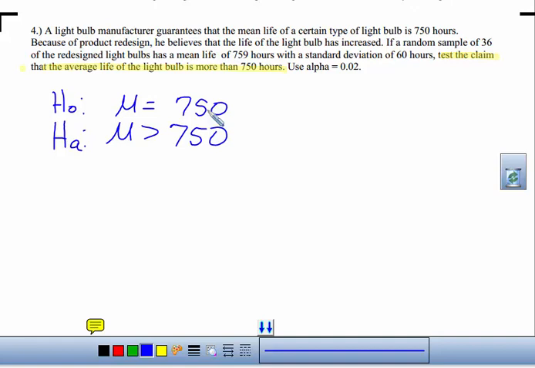Okay, so now that I have my hypotheses, I can use either a traditional method or a p-value method to do the test. I'll demonstrate both. With the traditional method, the next thing I have to do is set up my rejection region. And so here, this is going to be a right tail test since we have a greater than alternative. And so this is my rejection region, and it has an area of 0.02, which is the alpha value that they've asked us to use.